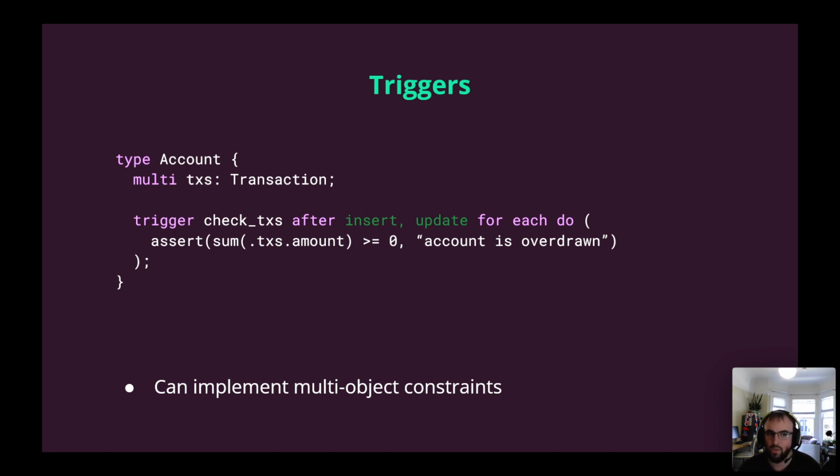So here we have an account type, and we imagine that it has a multi-link to a transaction object. And each transaction object has some amount associated with it, which is positive for a debit and negative for a credit. And we want to make sure that we haven't overspent our account. So we could create this trigger on account that runs after every insert and update and asserts, which is another new 3.0 feature, that the sum of the amounts of each transaction is greater than or equal to 0. And this is something that couldn't have been done with pure constraints as they exist now.